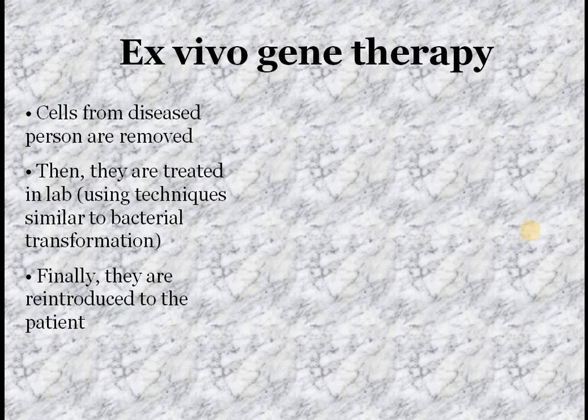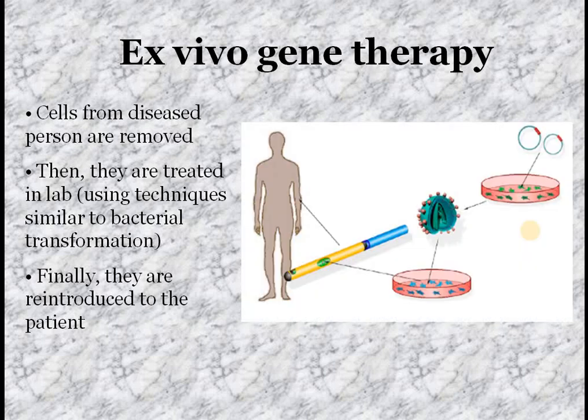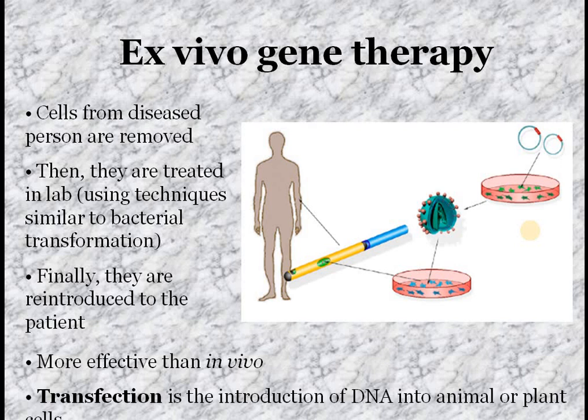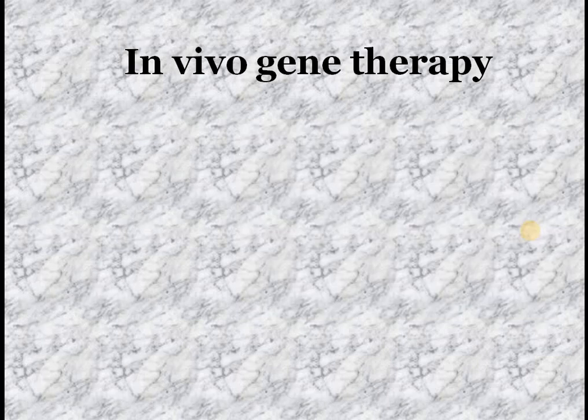So in ex vivo gene therapy, cells from the diseased person are removed, then they are treated in the lab using techniques similar to bacterial transformation, as we have already seen. Then finally they are reintroduced into the patient. For example, you can see in the image, and it is more effective than the in vivo technique. Transfection is the introduction of DNA into animal, plant cells, etc.